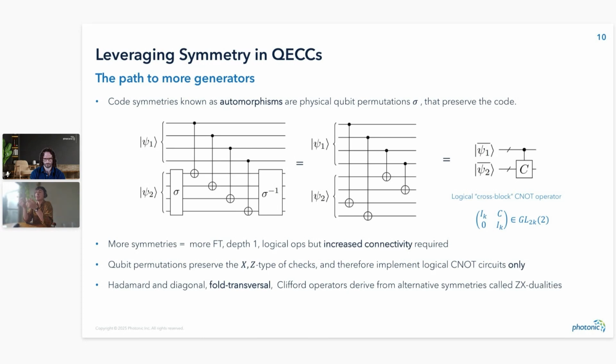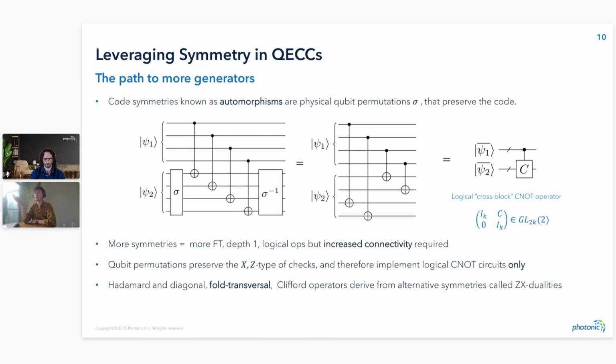Here's actually a really nice way that you can use a permutation automorphism in conjunction with the transversal CNOT we saw earlier. If we conjugate it, we produce a different logical cross-block CNOT operator. So on the far right here, we see a matrix description which has this nice upper triangular form again, but here the upper right block C will be more general than previous.